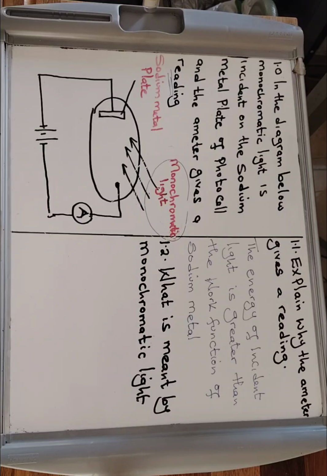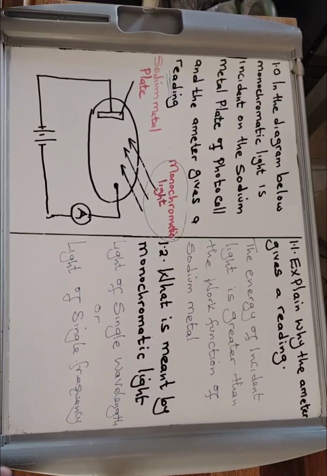Now we have to know that it might not be single as such, but the range is narrow. So when we talk about single, it's just a point. It's a small range which you can round up to a point. So monochromatic light is light of single wavelength or light of single frequency. In simple language, light of one color. So that is it.